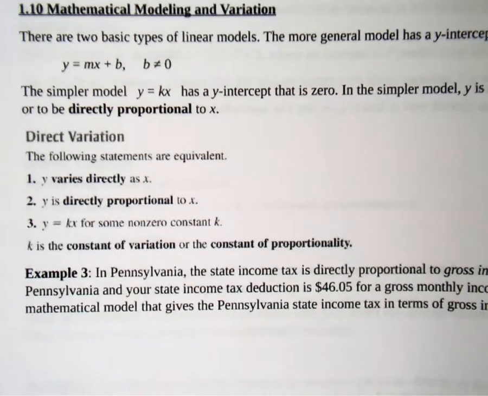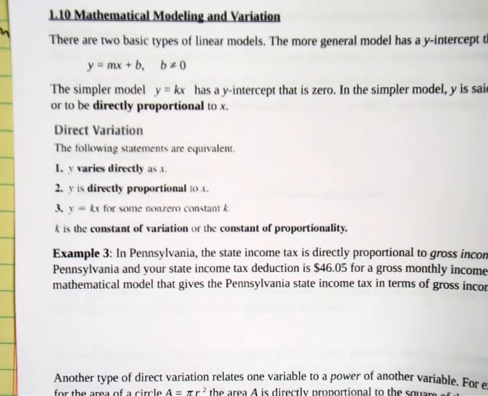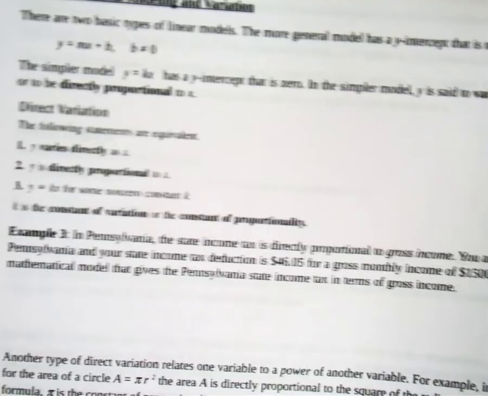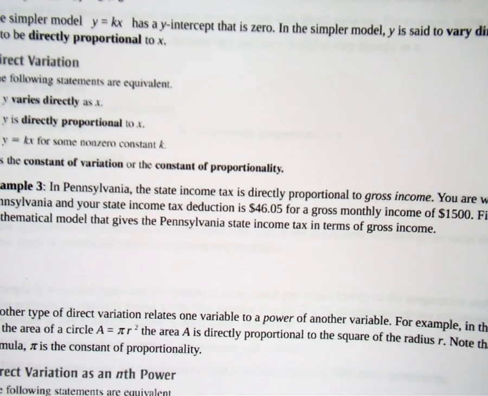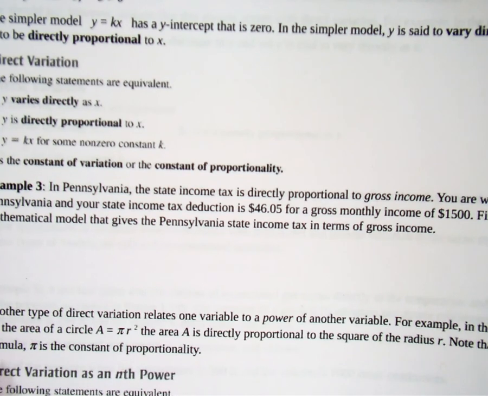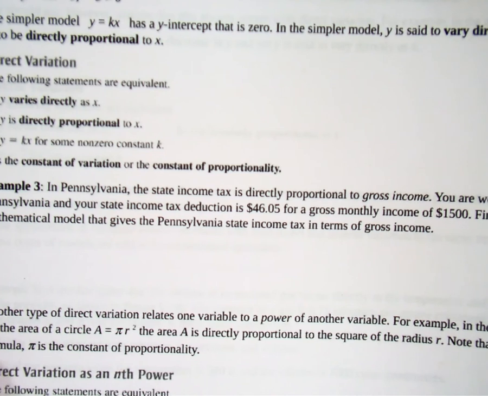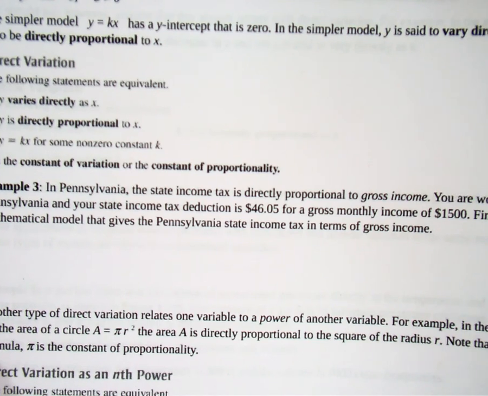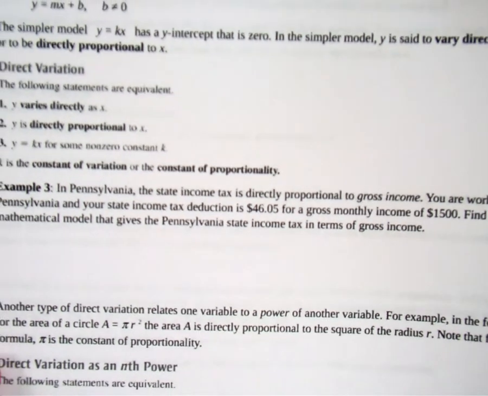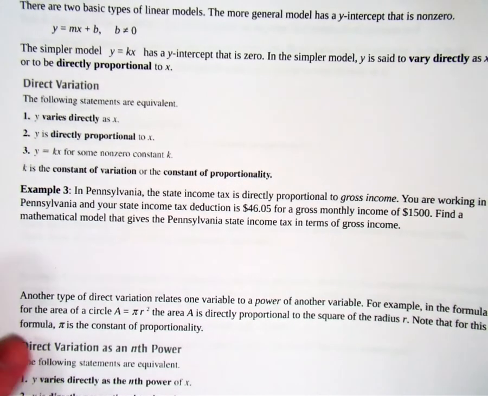All right, example. In Pennsylvania, the state income tax is directly proportional to gross income. You are working in Pennsylvania and your state income tax deduction, or what comes out of your check for state income tax, is $46.05 for a gross monthly income of $1,500. Provide the mathematical model that gives the Pennsylvania state income tax in terms of gross income.